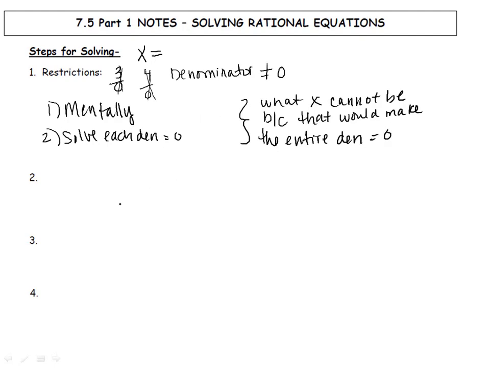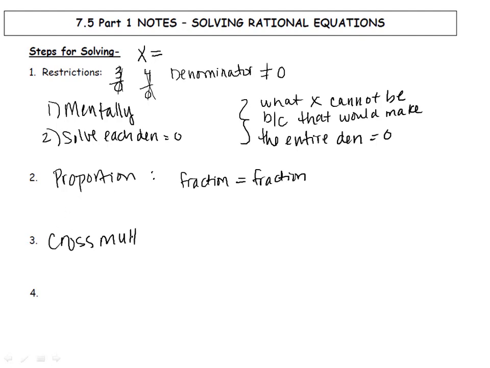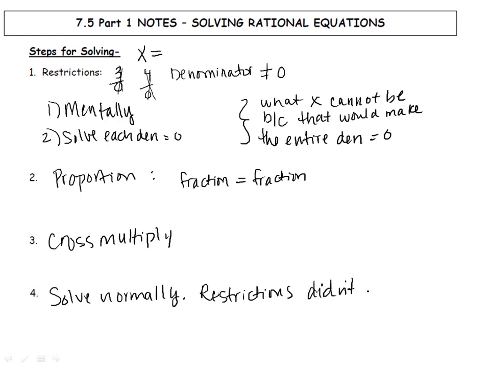And then once we get done doing that, we're going to go straight into this. So the first section here is it's already going to set up in a proportion format, because a proportion is one fraction and an equal sign and another fraction. And then we're going to cross multiply, and then we are going to solve normally. Now when we get done solving normally, we have to make sure that the restrictions didn't end up as one of our answers. And if it does, we're just going to cross it out.